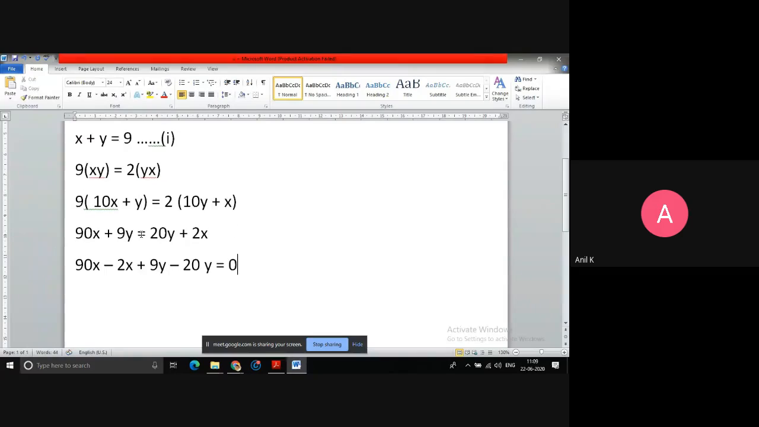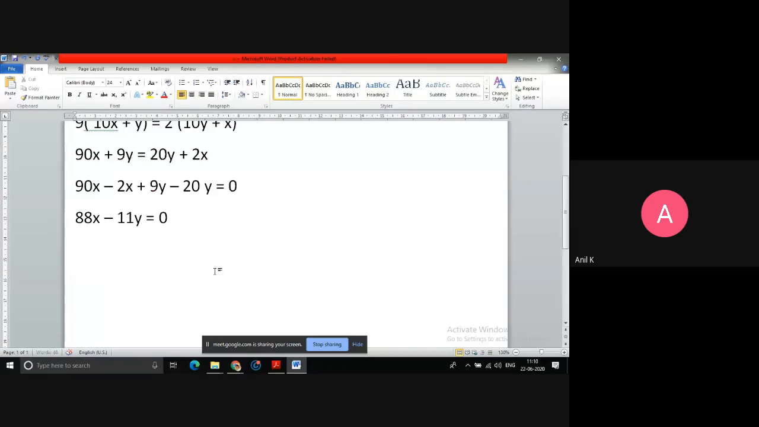So in this step, what I have done is I brought this plus 20y to the left hand side. That will become minus 20y, and plus 2x again brought to the left hand side will become minus 2x. If both the terms are brought to the left hand side, nothing will be left on the right, that will be 0. So 90x minus 2x will be 88x. Then 9y minus 20y will be minus 11y, equals 0.